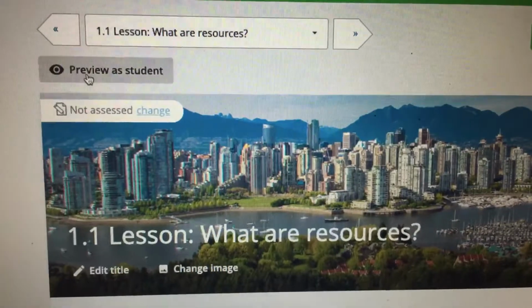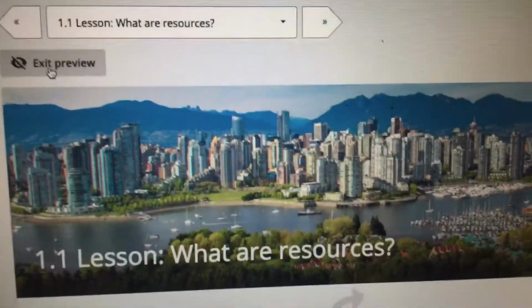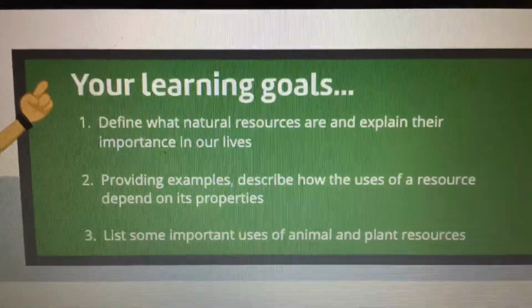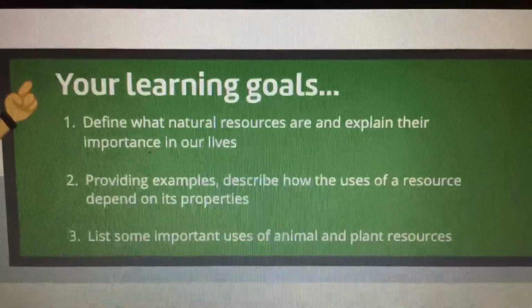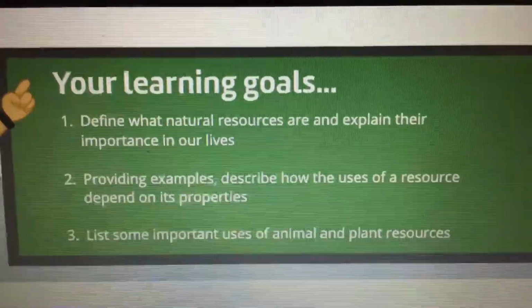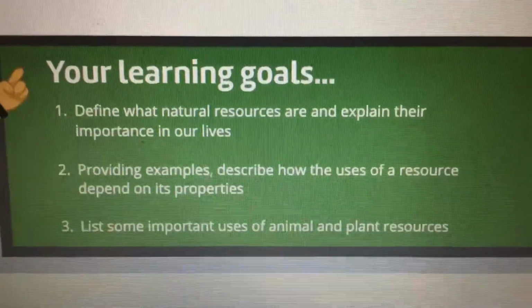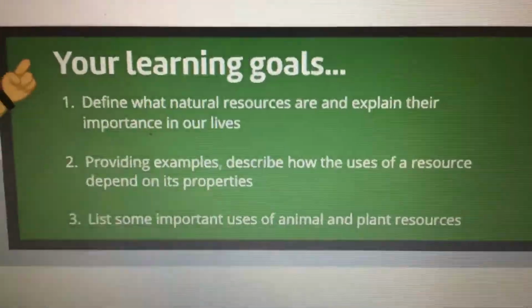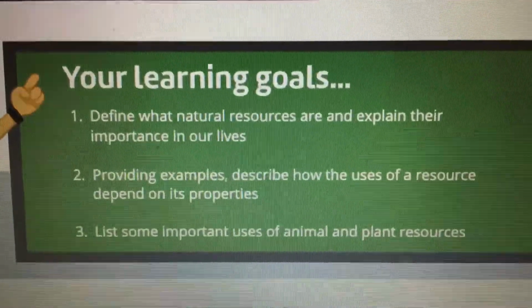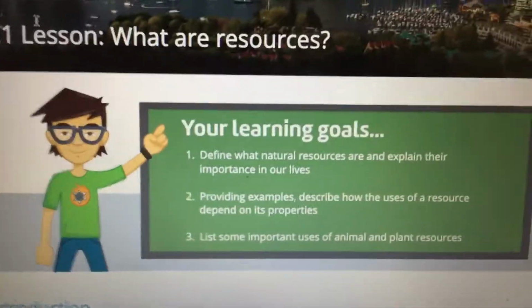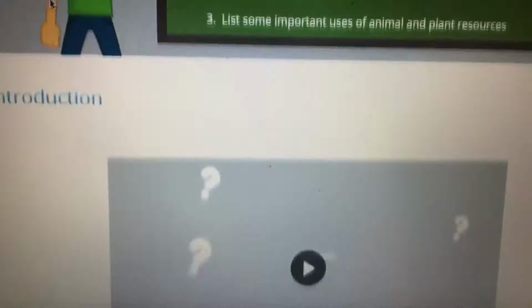I'll show you what you'll look at. I'm going to preview as a student. Now, your learning goals, ladies and gentlemen, are to define what natural resources are and explain their importance in our lives, provide examples, describe how the uses of a resource depend on its properties, and list some important uses of animal and plant resources. So that's what we'll be doing today.